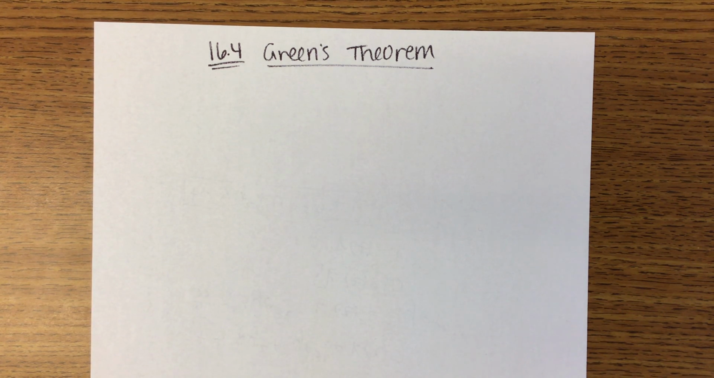So before I even tell you what Green's theorem says, you probably should know a little bit about George Green. Okay, born in 1793, lived until 1841. He's a British mathematician. What's kind of cool is he actually was self-taught. So he only had 1 year of formal schooling.